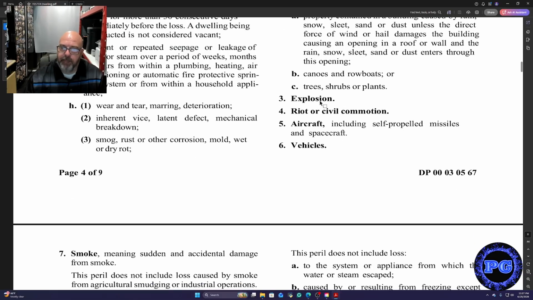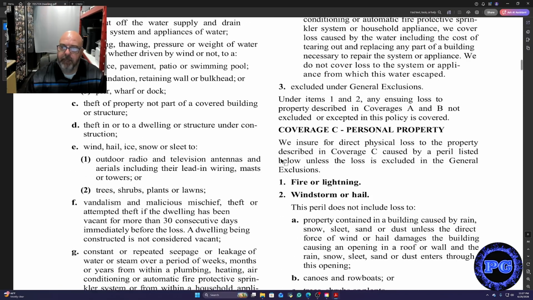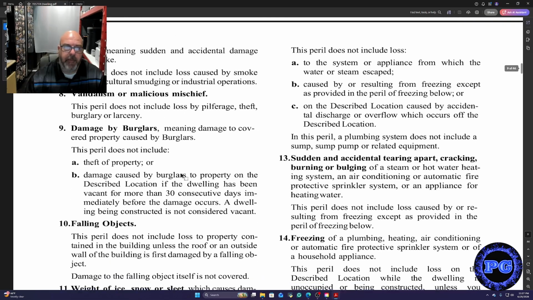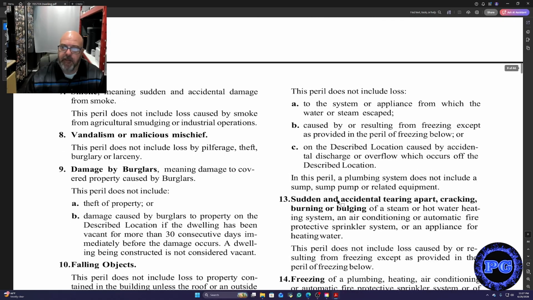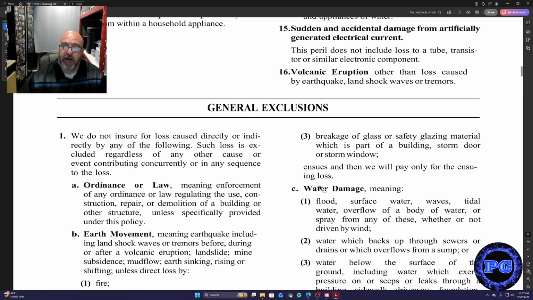An explosion is covered, riot, aircraft, vehicles, smoke, all these things will be covered. So, I'm not going to get into all this stuff. Damage by burglars, falling objects, your trees, all these things, your freezing, all this stuff, right? I could go on and on. But here's your big thing, exclusions, right? So this is what's excluded.